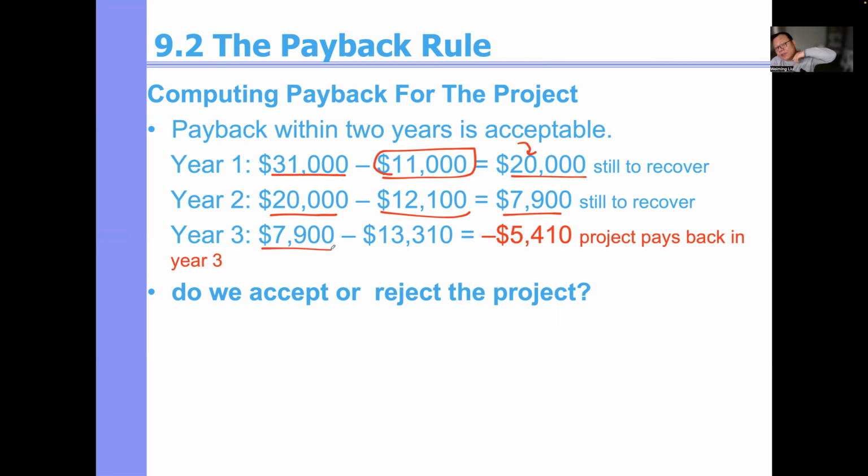In year 3, you start with 7,900, and then you subtract the year 3 cash flow, 13,310. In this case, I get a negative number. So now I know that at the end of year 2, I haven't fully recovered my initial investment yet. Only at the end of year 3 can the company fully recover that initial cost. So if the benchmark is 2 years, you have to reject this project.